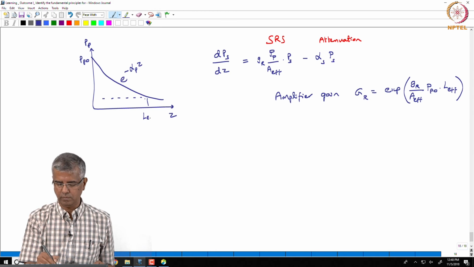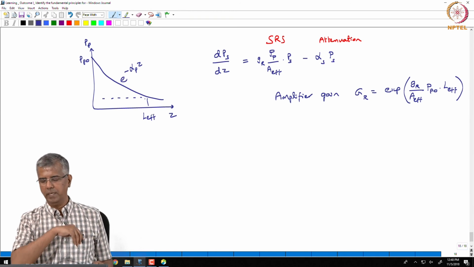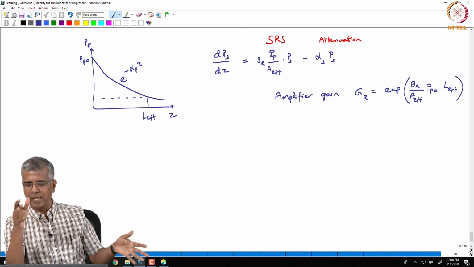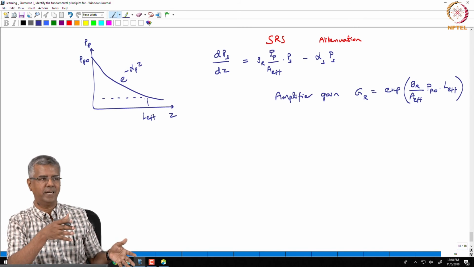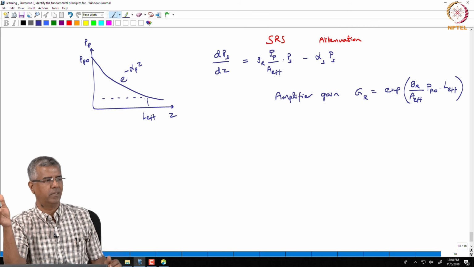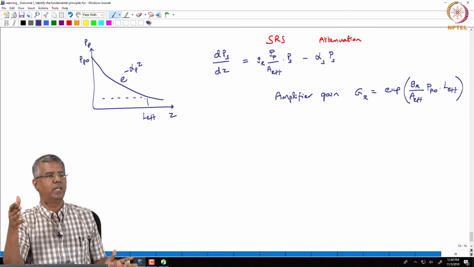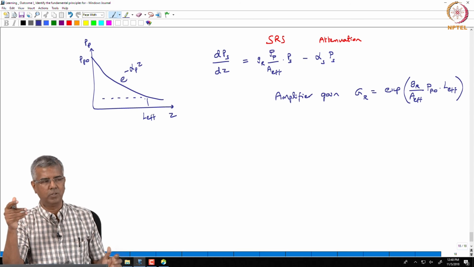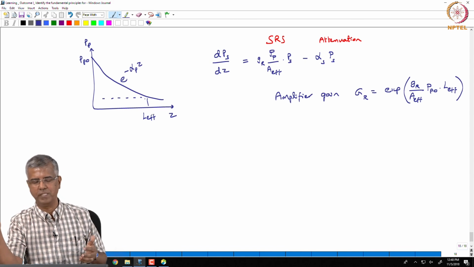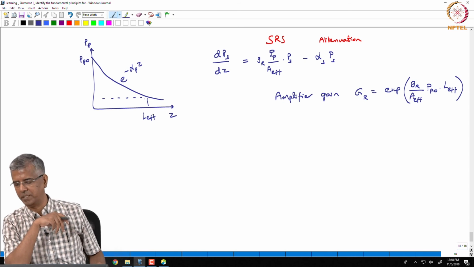And of course, if the actual length of the fiber is less than that effective length, which we calculated to be on the order of 20 kilometers, but your actual length of fiber that's available to you is much less than that, that physical length is what you would put here.